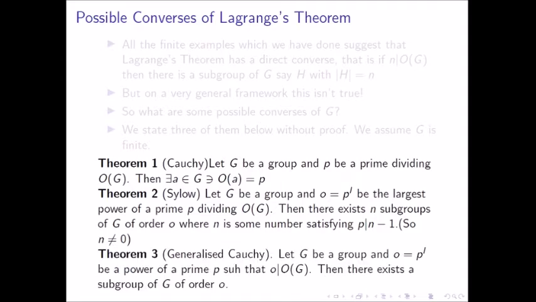In fact, we can also generalize Cauchy's theorem a bit using Sylow's theorem. Let G be a group and let O equal P to the power L be some power of a prime P such that O divides the order of G. Then there exists a subgroup of G of order O. Exactly how many can be determined combinatorially a bit, but we won't be dealing with it. But there exists at least one.